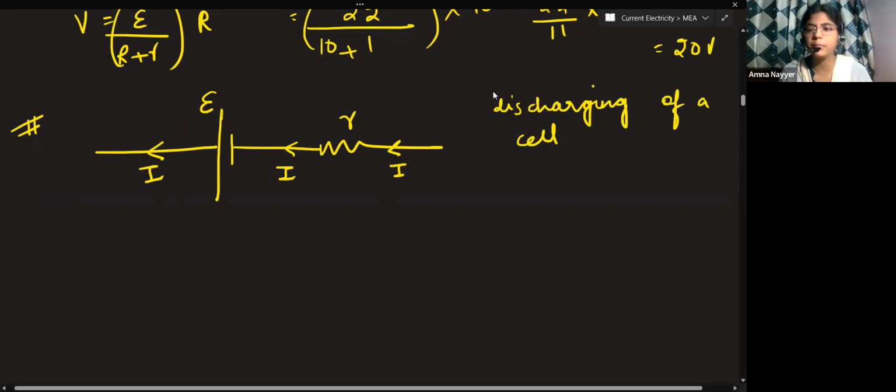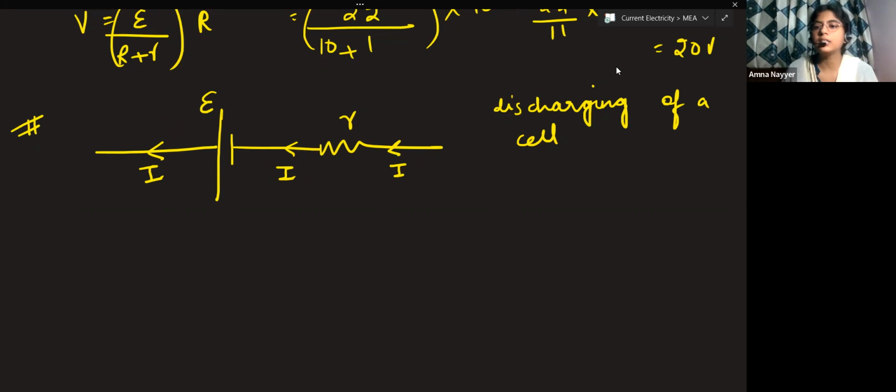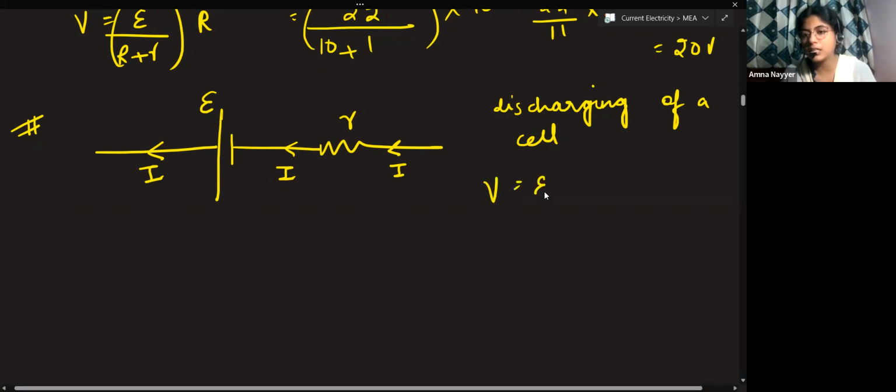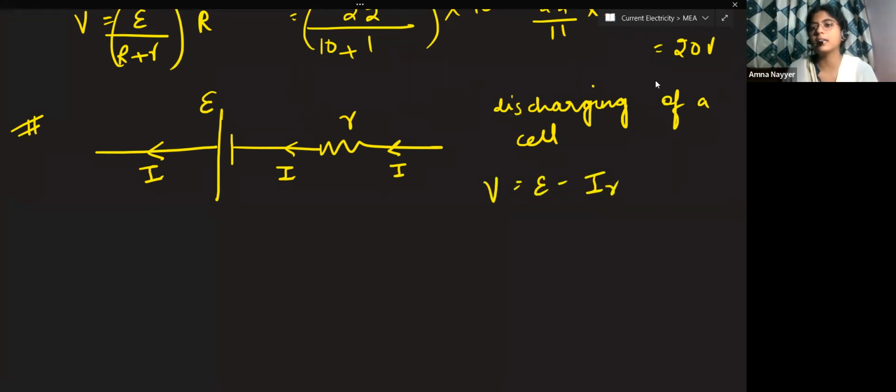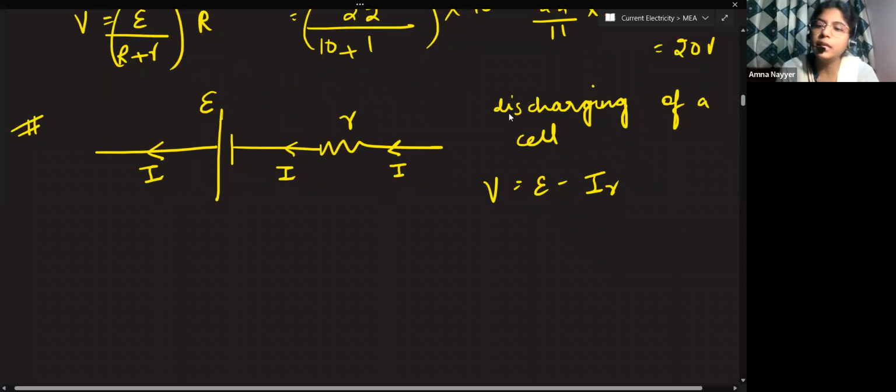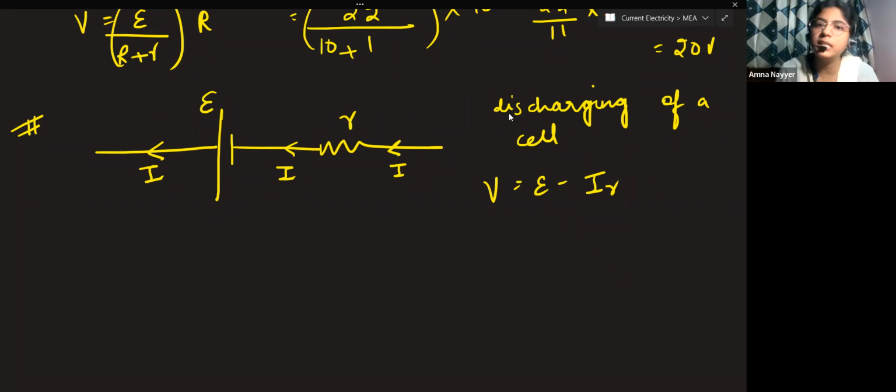Moving out of it means what? Going out through the battery. This is called discharging, and the formula for discharging is V is equal to E minus Ir. The formula that we had written is for that discharging case only.